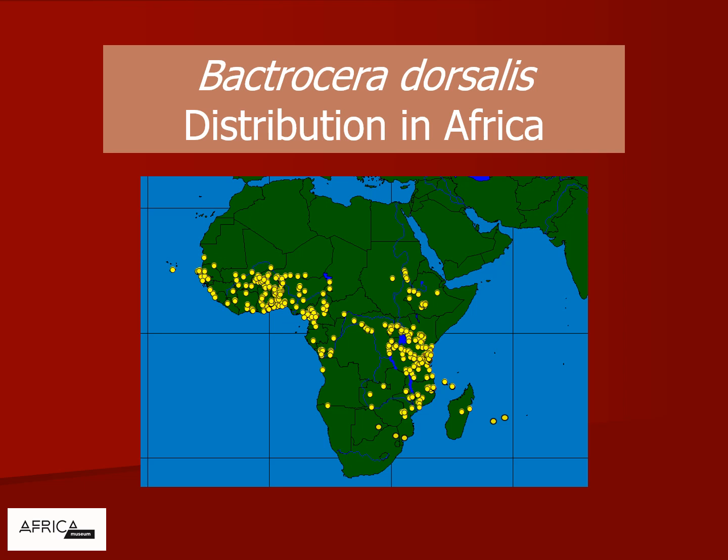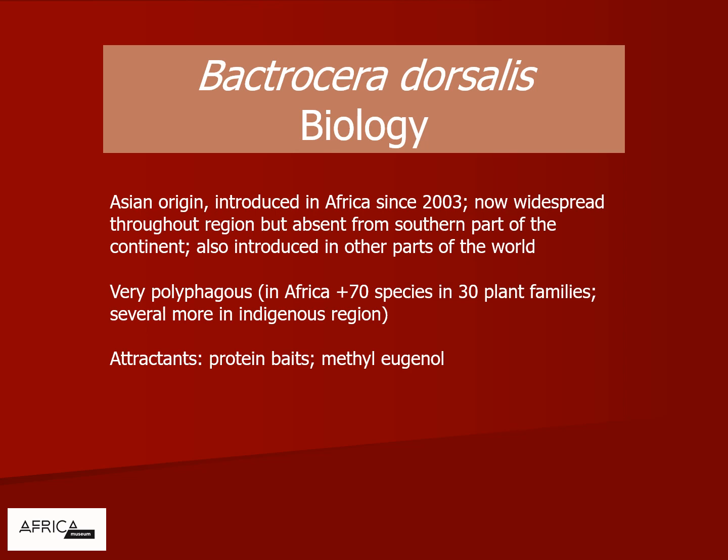It was reported from Africa for the first time in 2003 from Kenya. Since then, it is recorded from most regions on the continent except for Southern Africa and above the Sahara. It is also found on all the islands in the Western Ocean, except for the Seychelles. It is a very polyphagous species, reported from more than 70 host plants divided over 30 plant families.